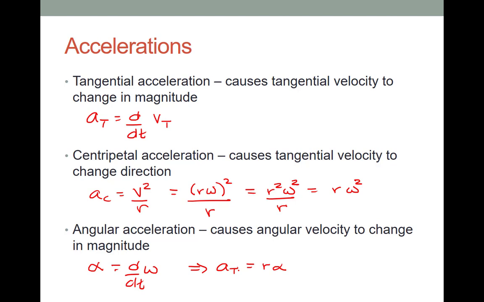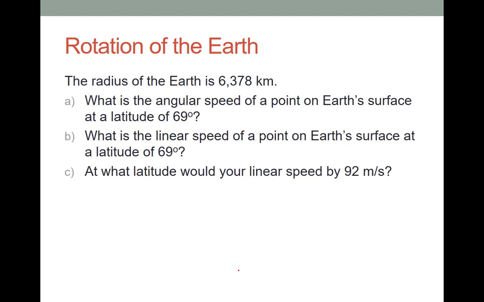Lastly, I would like to do an example applying all of this, thinking about the Earth. What is the angular speed of a point on the Earth's surface at a latitude of 69 degrees? What is the linear speed at the same latitude? And what latitude would you have to be at to have a linear speed of 92 meters per second?